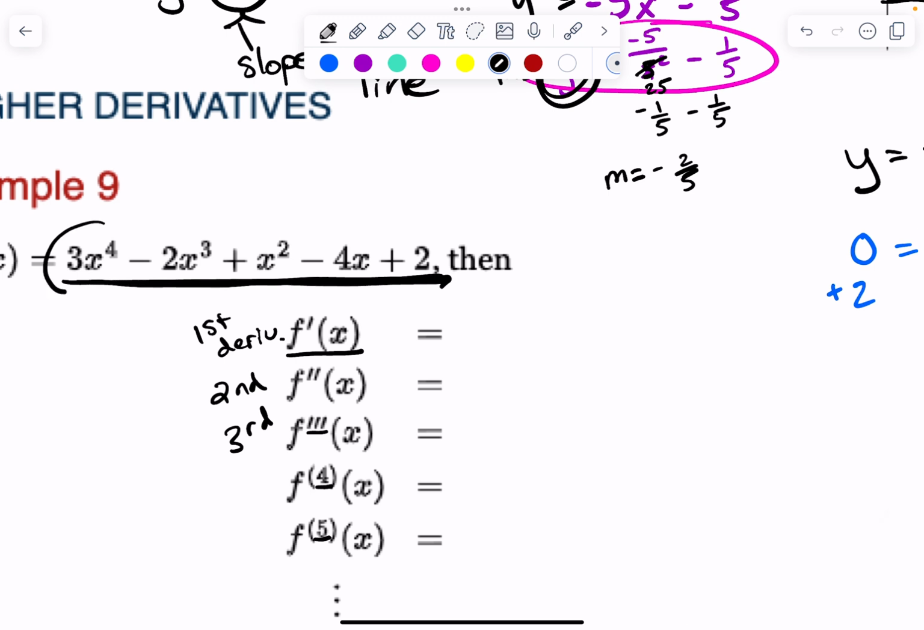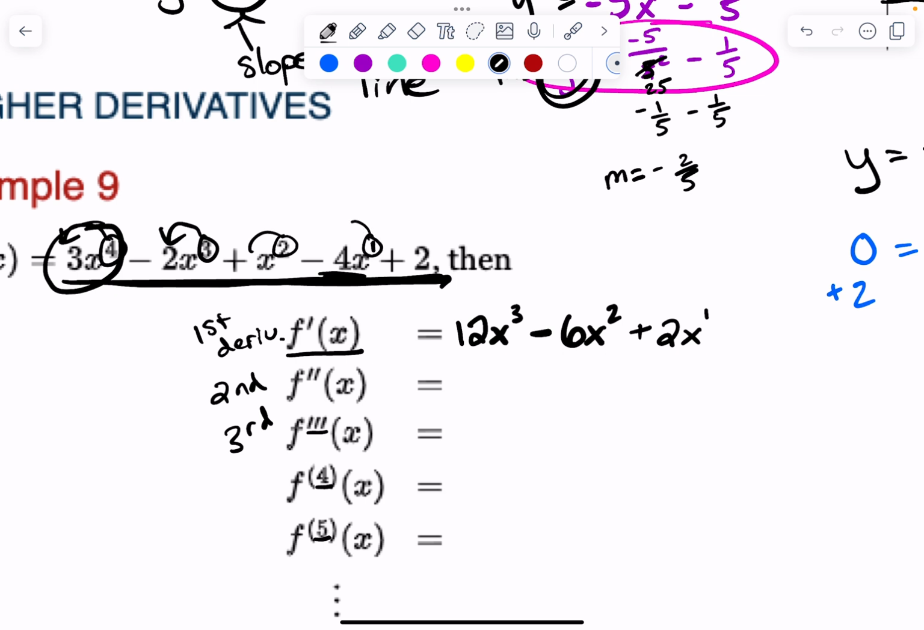I'm going to start with 3x to the 4th power. The 4 is going to come down in front. Multiply by 3, that is 12x to the 3rd power. Minus, the 3 comes down in front. That is 6x to the 2nd power. The 2 comes down in front. That is plus 2x to the 1st power. This 4 times x is like x to the 1st power. The 1 comes down in front. So minus 4x to the 0 power, or just minus 4.